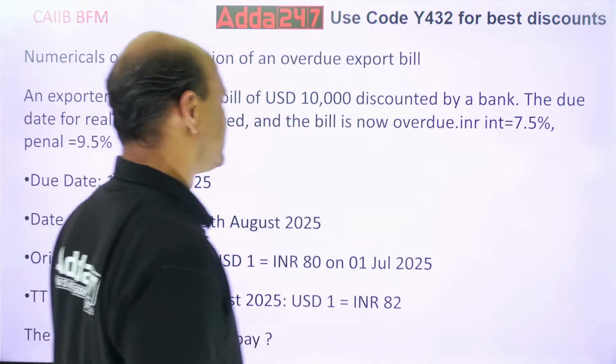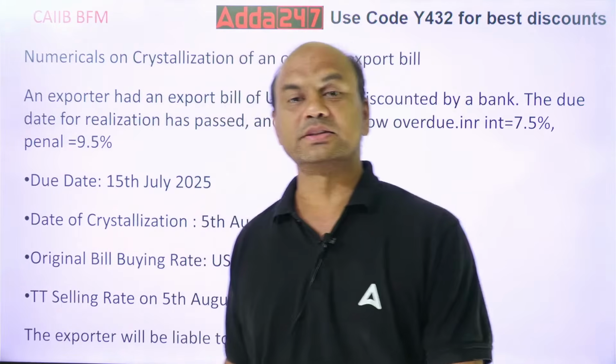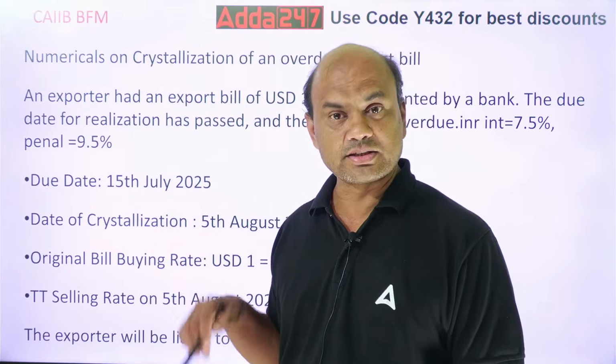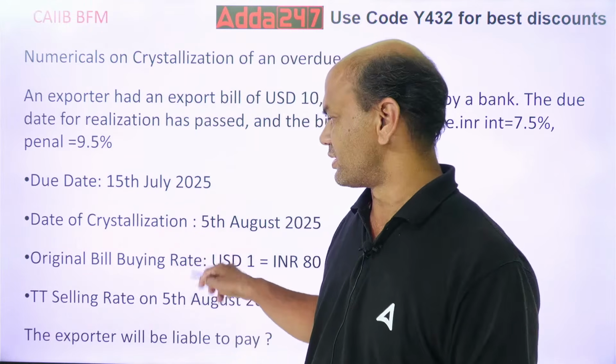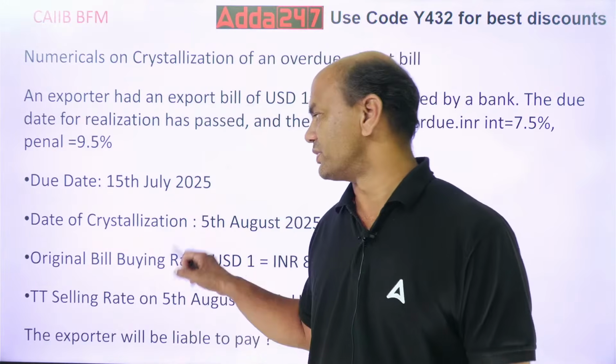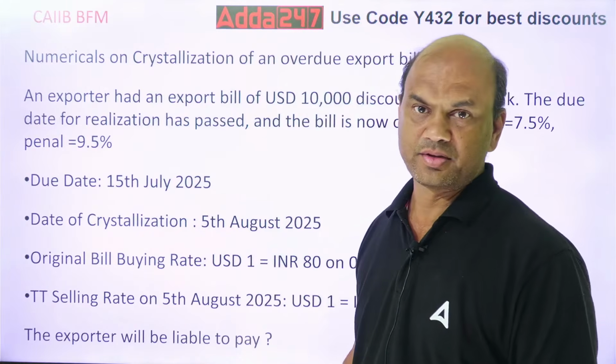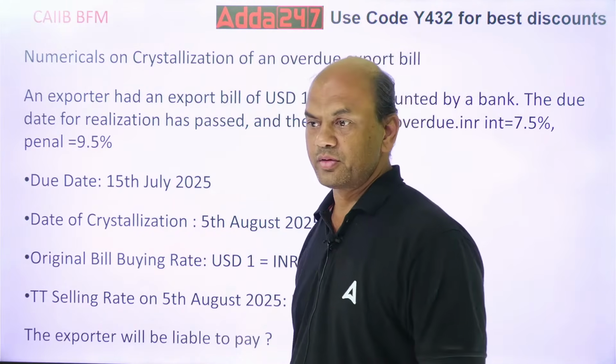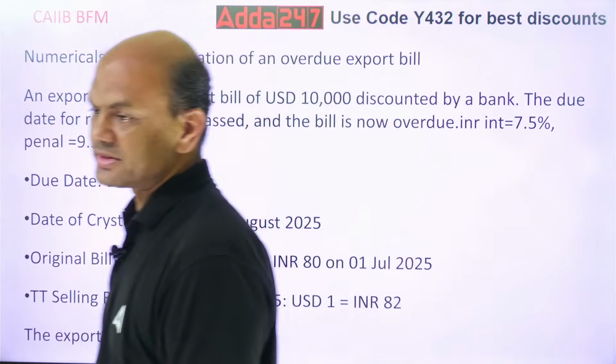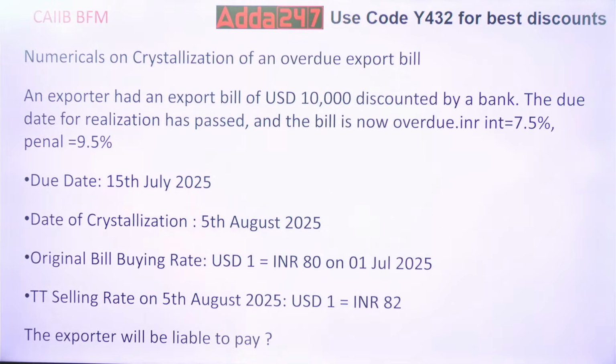At what rate is it crystallized? So the crystallization rate is, say this over here. TT selling rate or original contracted bill buying rate, whichever is higher. Okay, whichever is higher. Remember this? We did this in the numericals also. Whichever is higher. Got it, everyone? Clear? Higher value of buying rate versus the contracted. Very good.